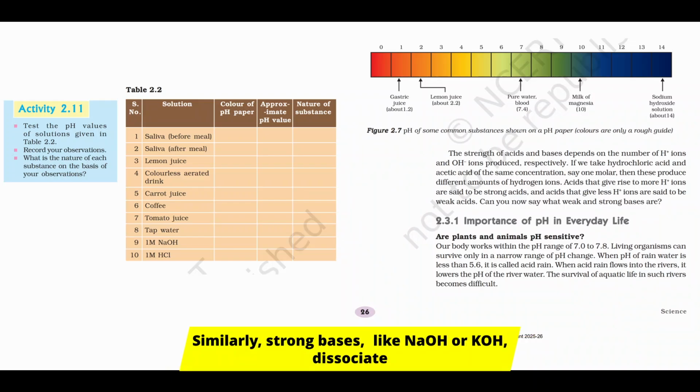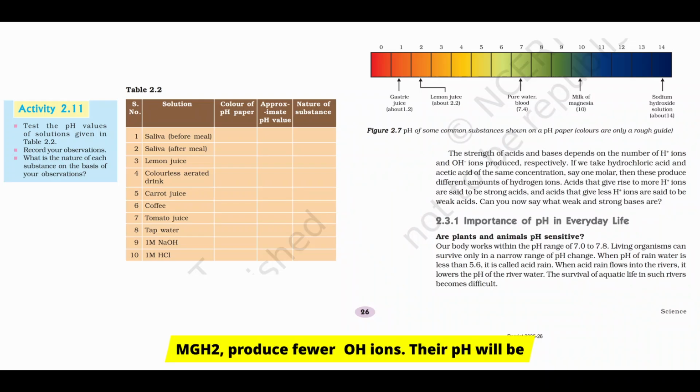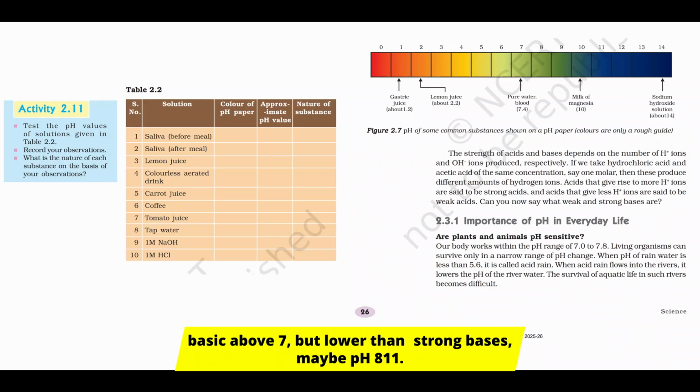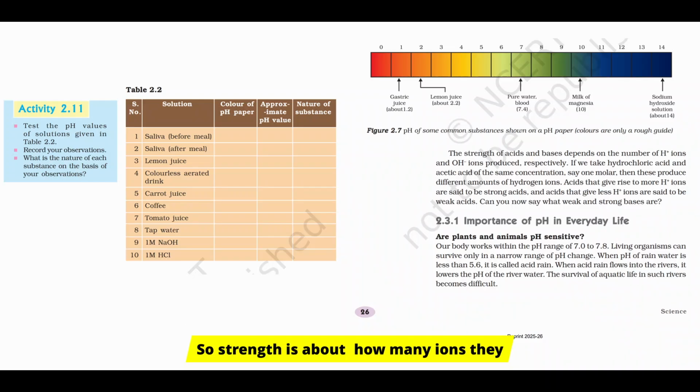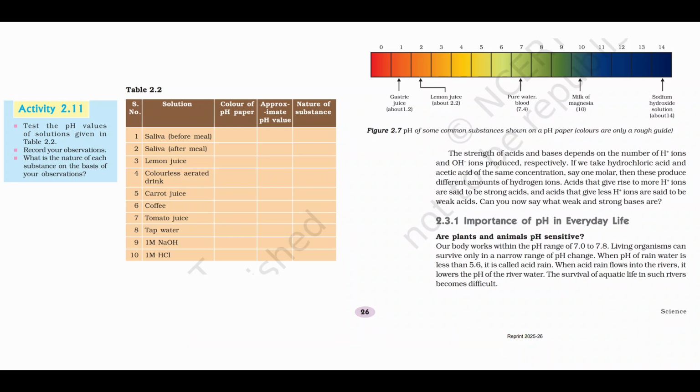Similarly, strong bases like NaOH or KOH dissociate completely to give a high concentration of OH- ions. This results in a very high pH, typically 12 to 14. Weak bases like ammonium hydroxide, NH4OH, or magnesium hydroxide, Mg(OH)2, produce fewer OH- ions. Their pH will be basic, above 7, but lower than strong bases, maybe pH 8 to 11. So strength is about how many ions they release, which directly impacts the pH value.